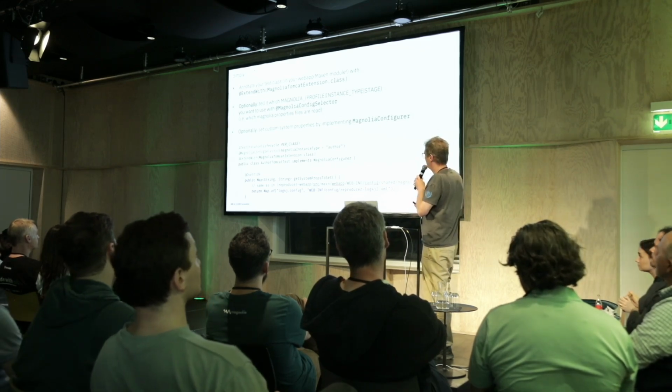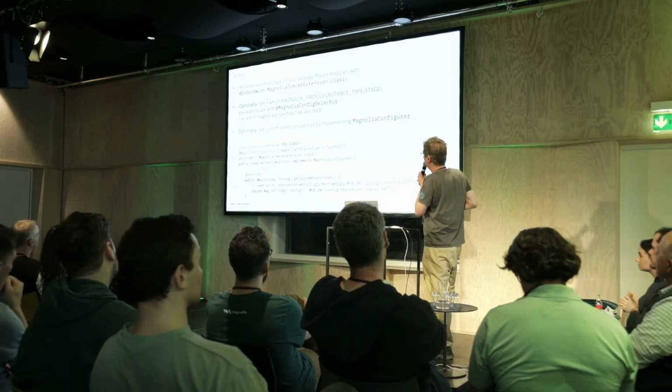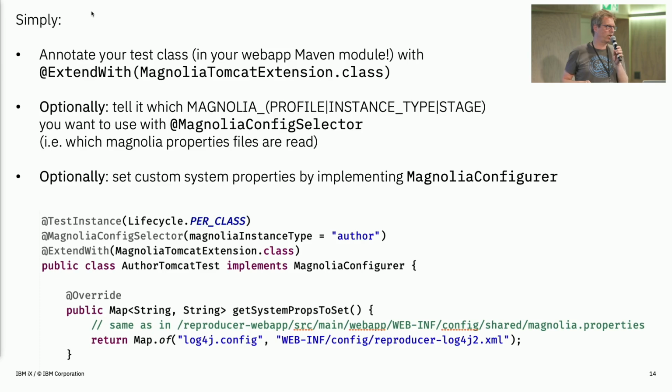And if you have some custom properties that you need to set, then you need to implement a certain interface. Maybe there's a more elegant way to do this in a JUnit5 extension, but that's how I did it. So you return a map and you define your system property and set its value. And then Magnolia Tomcat will use this as a system property when it starts up.